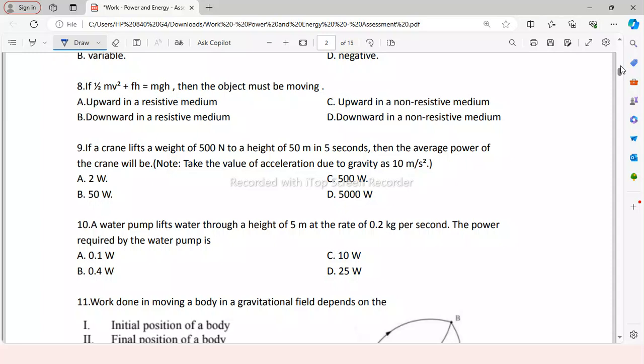Then, if half mv square, which clearly is the kinetic energy, plus Fh equals mgh, then the object must be moving upward in resistive medium, downward in resistive medium, upward in a non-resistive medium, downward in a non-resistive medium. Let me just tell you that this F here is the force of friction, right?